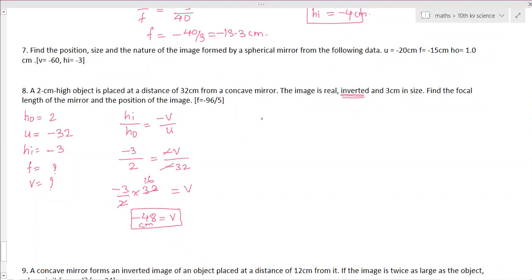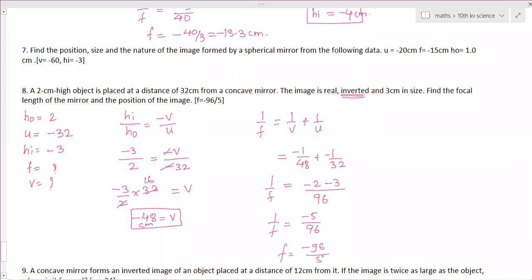Then find out focal length by mirror formula. 1 by F is equal to 1 by V plus 1 by U. So minus 1 by 48 plus minus 1 by 32. LCM is 96. 48 2s are 96 and 32 3s are 96. So 1 by F is equal to minus 5 by 96. F is equal to minus 96 by 5. So it is minus 19.2 centimeter, the focal length.